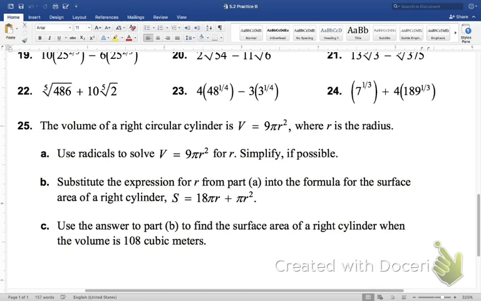So the 9, the pi, and the r squared are all getting what done to them? Are they adding, subtracting, multiplying, or dividing each other? They're multiplying. So how am I going to move everything over from the right side to the other side? What do I need to do to get rid of or to move the 9 pi from the right to the left if they're all getting multiplied? Divide. So I'm going to divide both the right and the left by 9 pi.